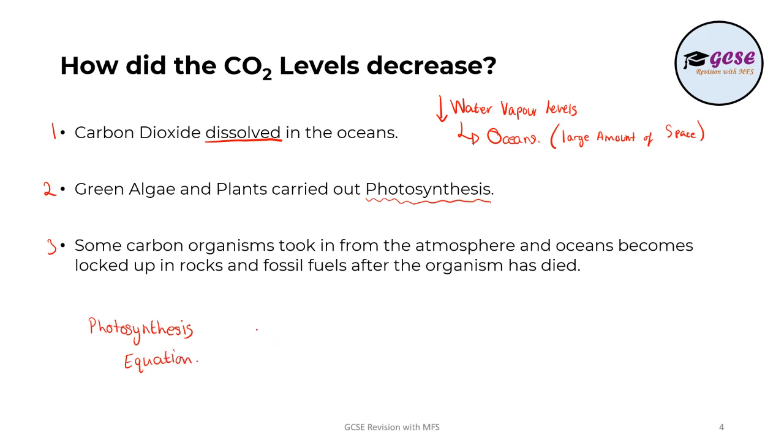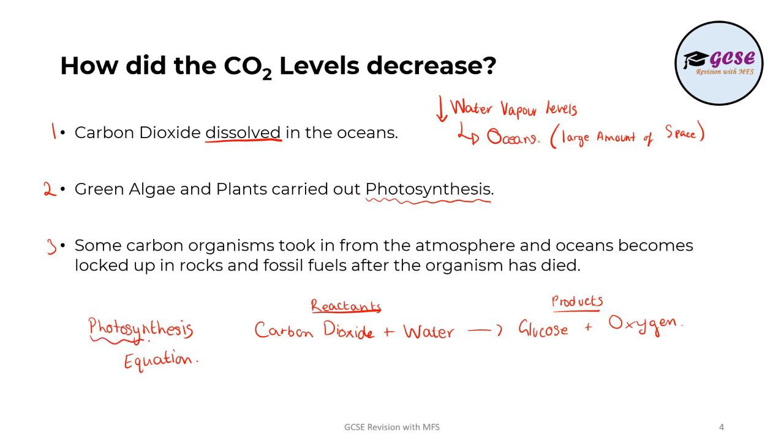So we've got our carbon dioxide reacting with the water, and that produces the glucose and the oxygen. We have our reactants here, and we have the products here. This is the equation you need to learn.